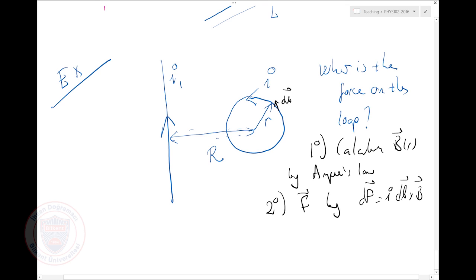Can you guess which direction the force will be? Let's see if you have actually formed an insight into this magnetic field.